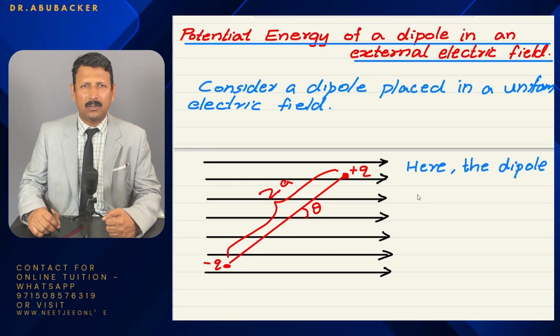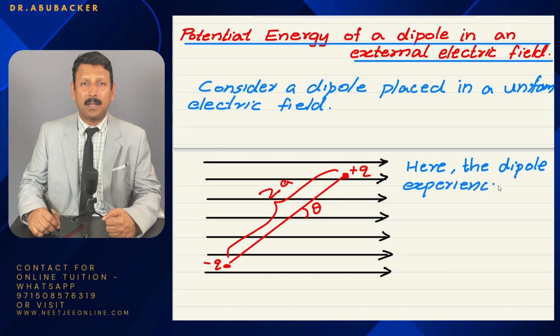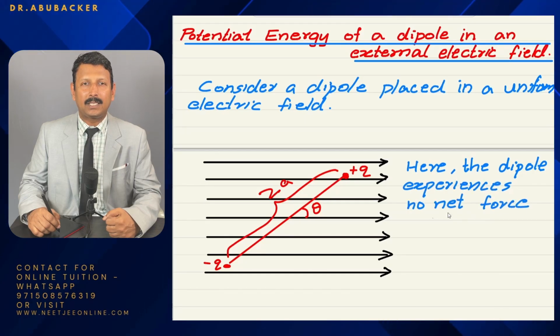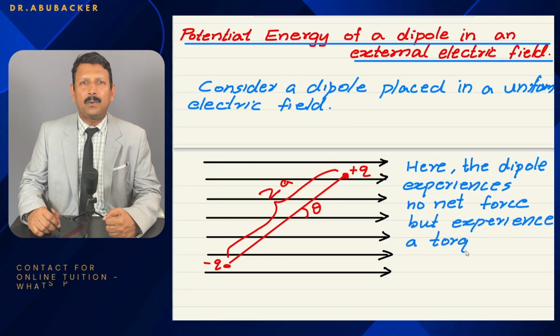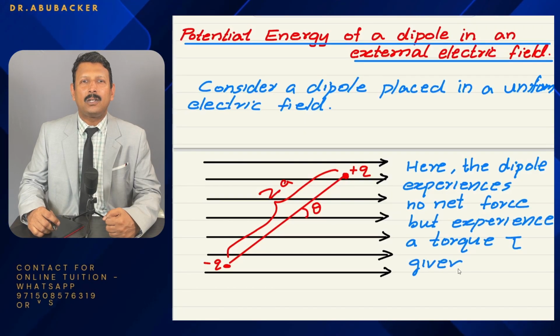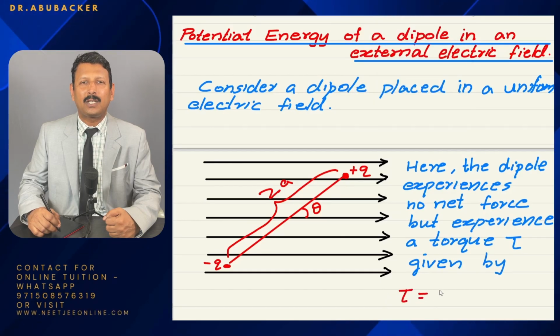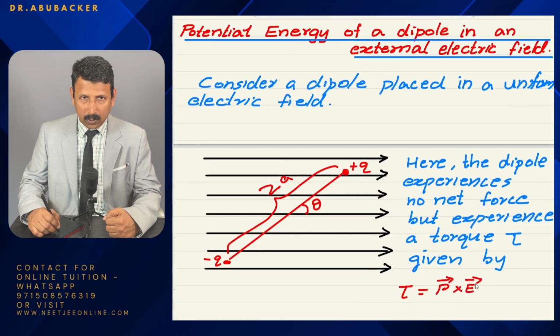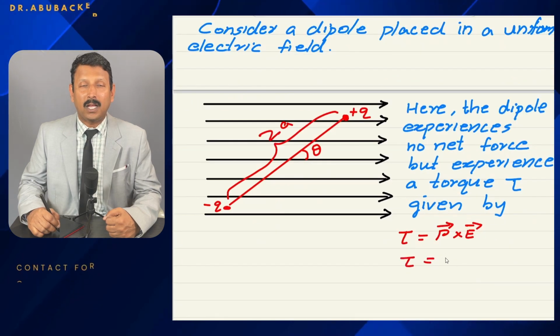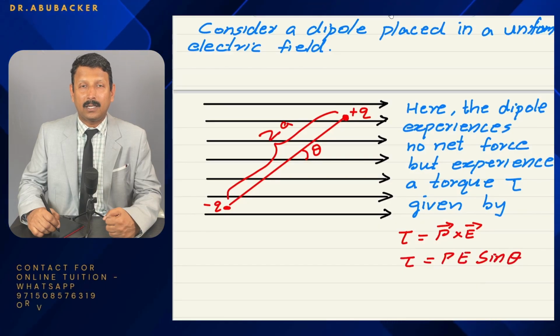Picture is clear, right? Uniform electric field exists. There is a dipole aligned at an angle theta with the direction of the electric field. Now here the dipole experiences no net force but experiences a torque tau given by tau is equal to PE sin theta. Why did I write this directly? Because this topic we already studied in chapter number 1. Our topic right now is not that one.